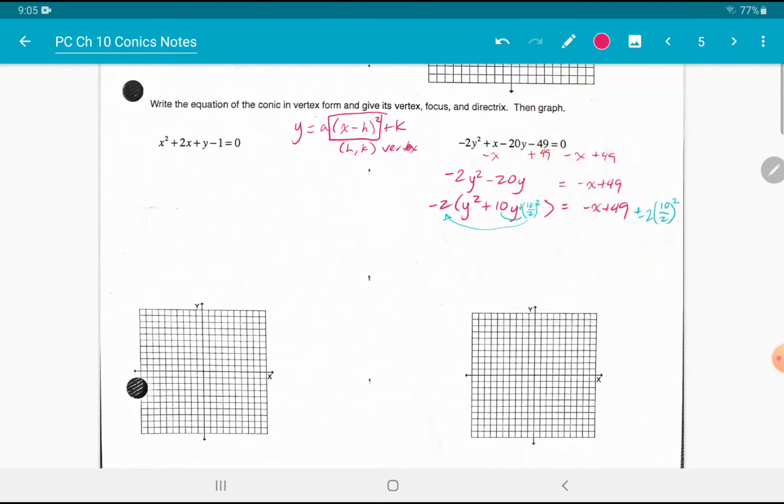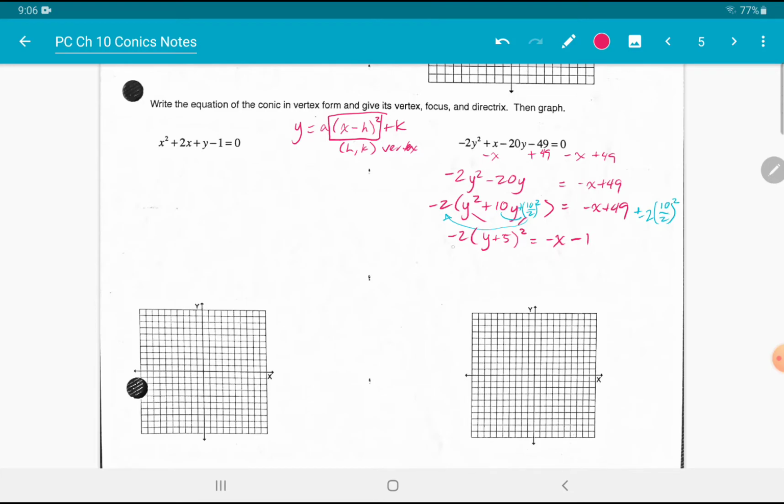All right, so when all is said and done, now we know that we have a perfect square trinomial. So now we have negative 2, and our perfect square trinomial turns into (y plus 5) quantity squared equals negative x plus 49, and then 10 over 2 gives us 5 squared is equal to 25, and 25 times 2 is 50. Don't forget it's a minus 50. Okay, so now when simplifying this, 49 minus 50, why don't we just rewrite this? That'll become negative 1.